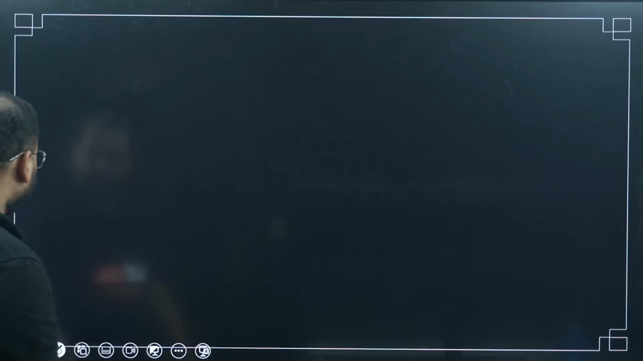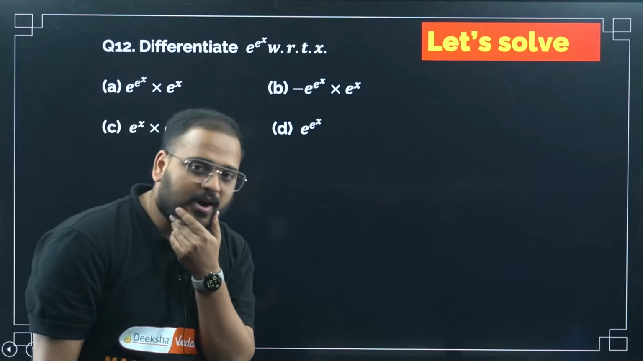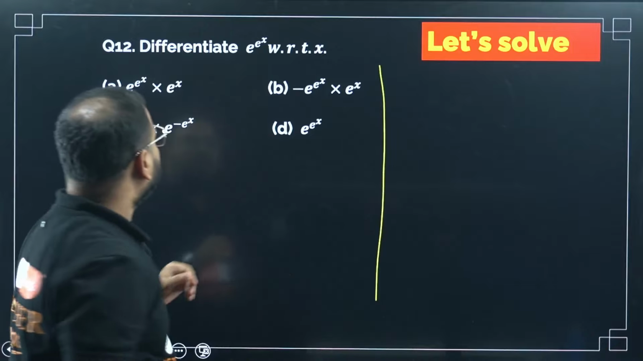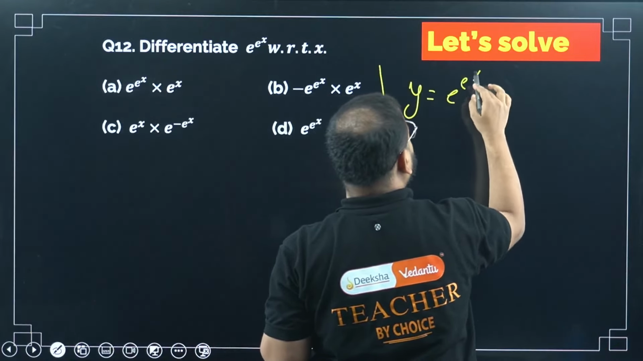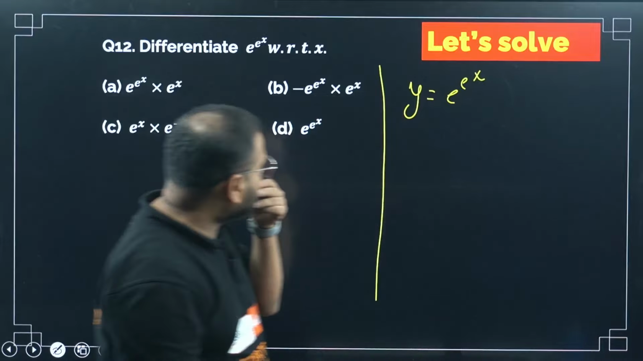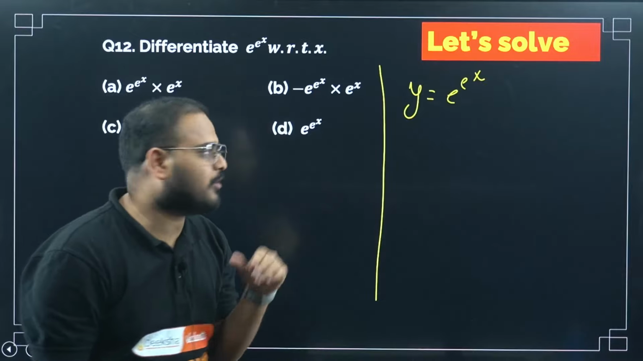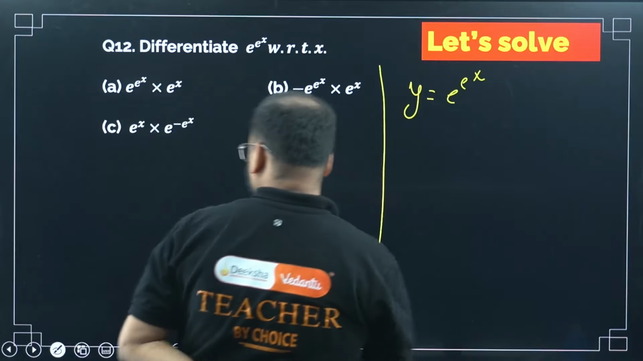Moving on. E power root x. How much is that? Please check. If the function is written like this, e power root x, we have to use substitution here. If you don't want to use substitution, you can do it directly also, but substitution makes the work easier. Let's see how.